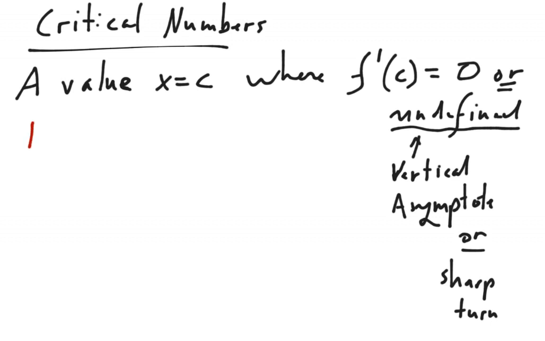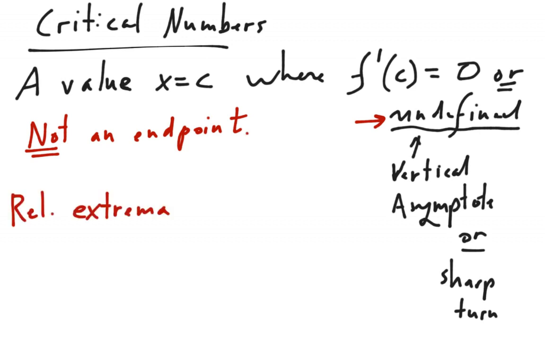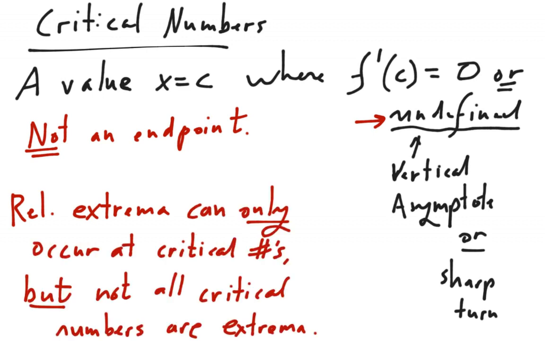Also note that a critical number is not an endpoint. Even though endpoints are not differentiable, so they do fall into this category, for our definition, the critical numbers are not going to include the endpoints. Critical numbers are important because they help us to figure out where relative extrema are. So relative extrema can only occur at critical numbers, but not all critical numbers are extrema. I'll do a couple examples at the end to highlight the differences between critical numbers and endpoints and relative and absolute using some graphs, because that'll be a little bit easier.